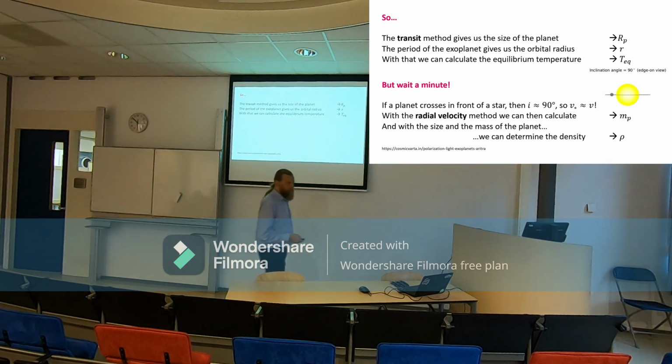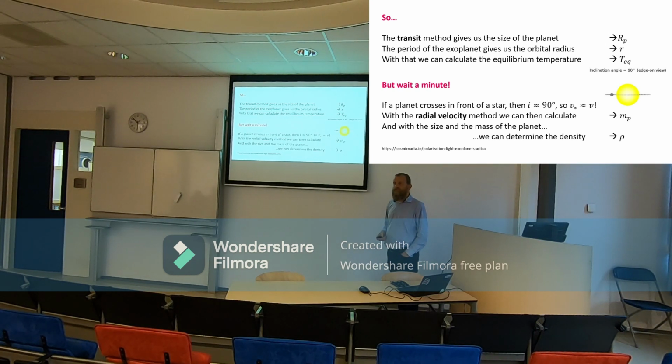So, if we know all this stuff, and now we know the mass, we can do stuff. Because if you see a planet transit go in front of its star, that basically means we're looking at it sideways. So that means that the velocity we measure is the actual velocity of the star. So the mass that we calculate is not a lower limit, but it is the actual mass of the planet that we calculate, right? Because this angle is roughly 90 degrees.